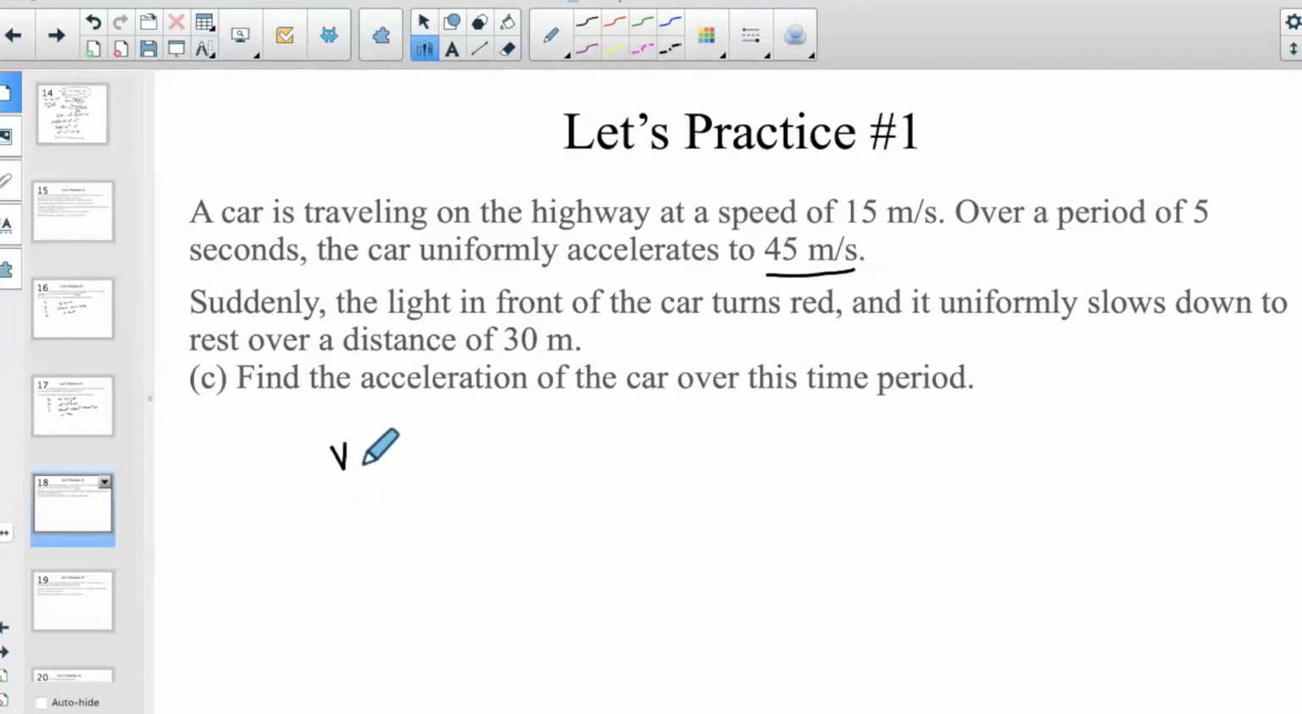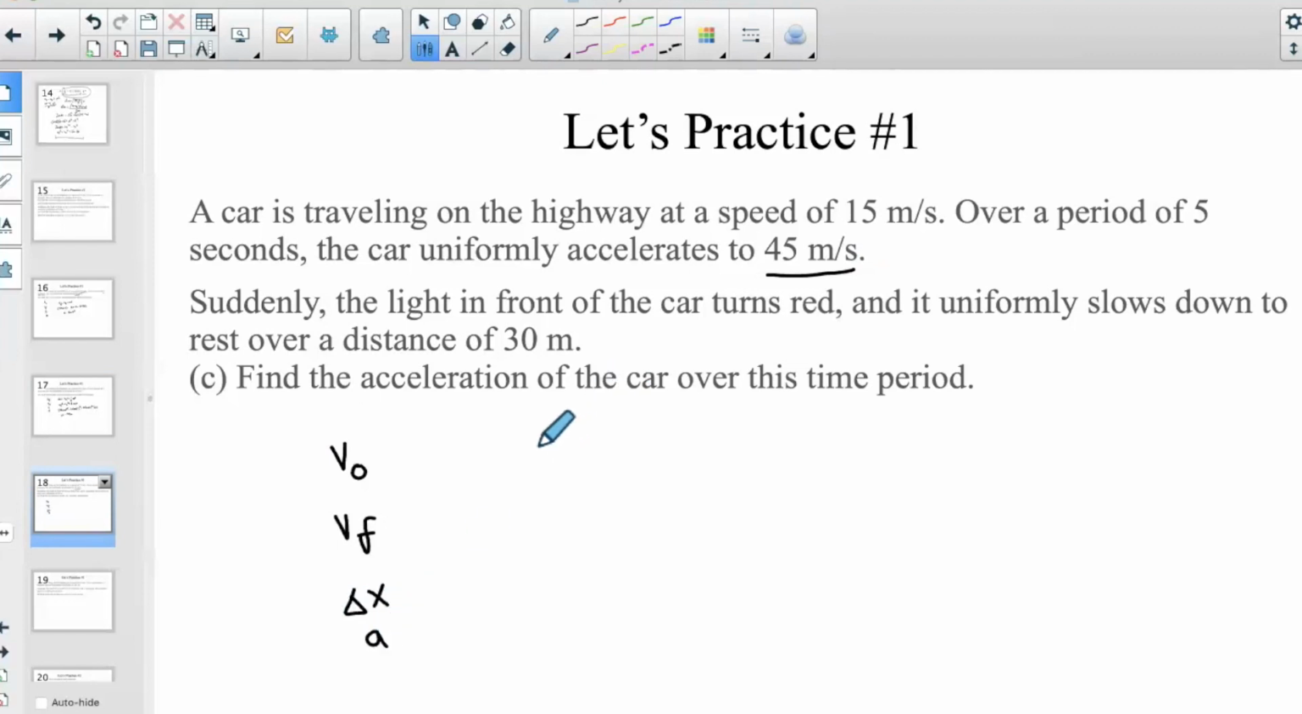So writing down the quantities that we know, we have our initial velocity, as I said, 45 meters per second. We know that the car uniformly slows down to rest, so we know the final velocity, which is 0 meters per second. We know the distance over which it slows down, and we want to find the acceleration.